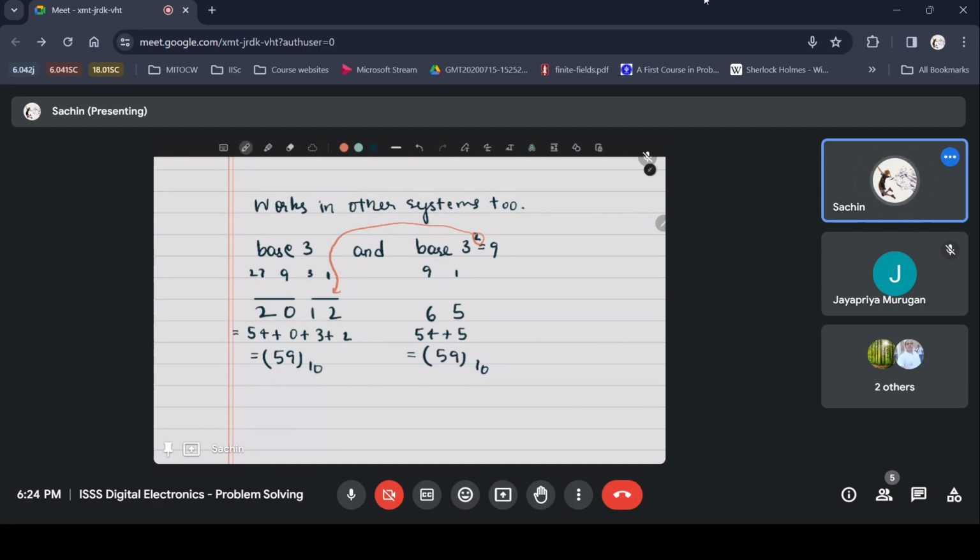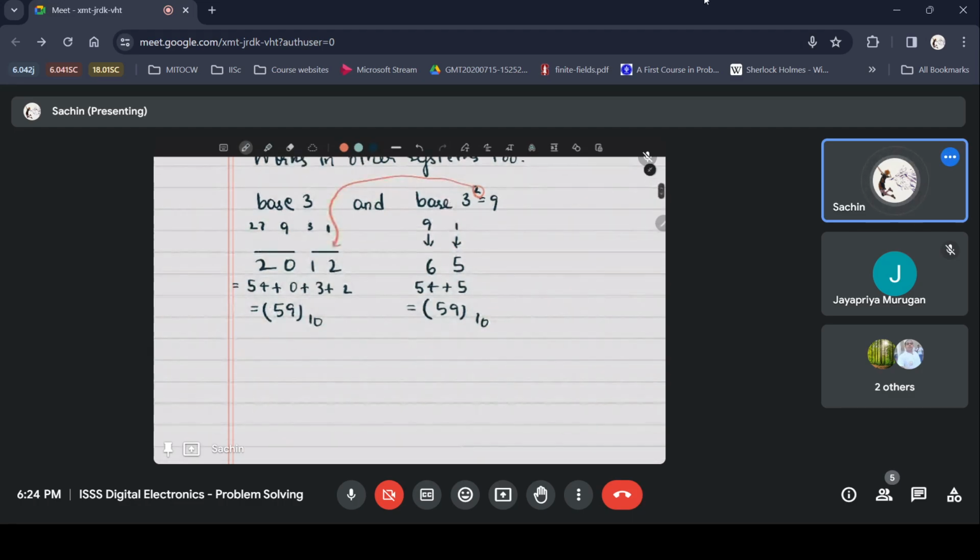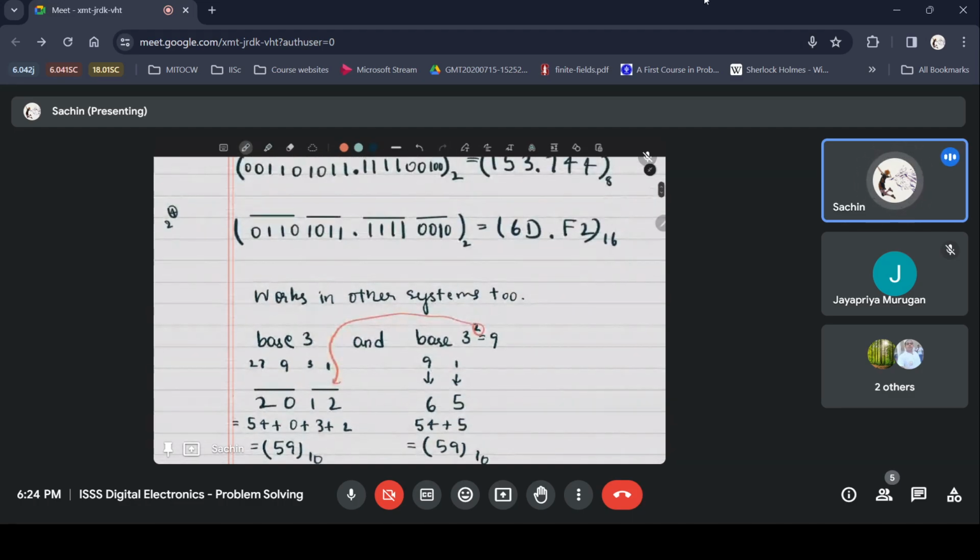12 is 1 times 3 plus 2, which is 5. 20 is 2 times 3, plus 0 times 1, which is 6. So 65. Then you verify that this is actually working, and to do that you multiply by the weights in base 9. So the weights are 1 and 9. 9 times 6 is 54, 1 times 5 is 5. So it works. It's nothing special with the base.